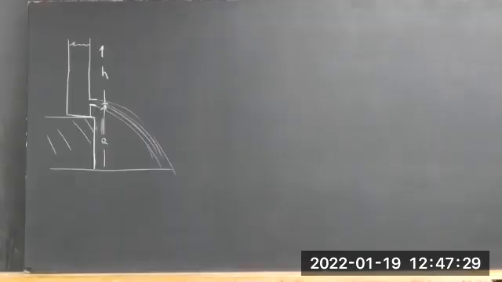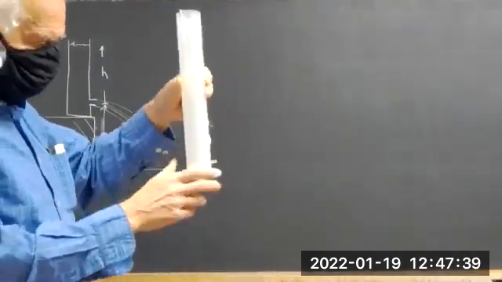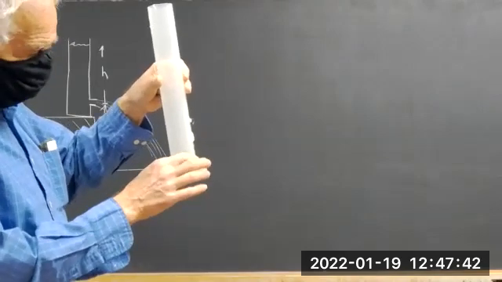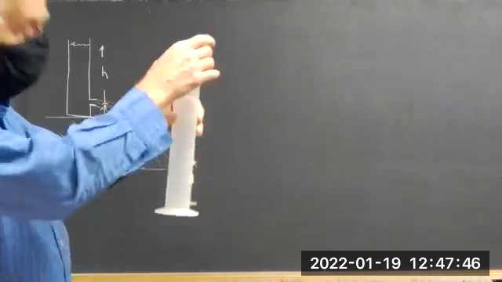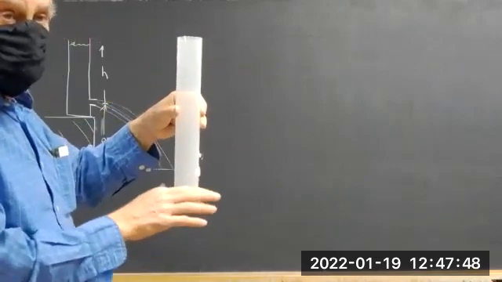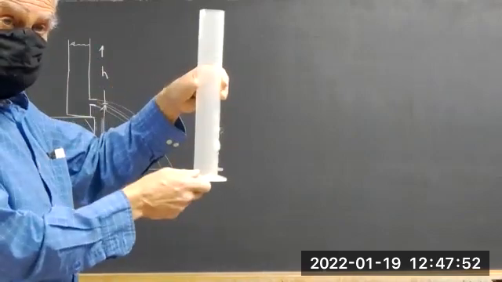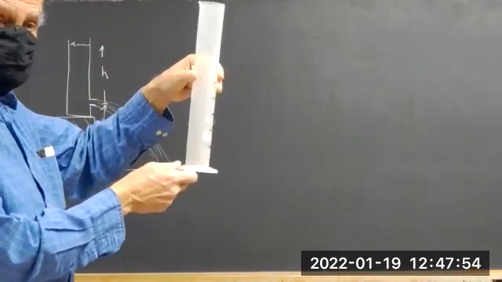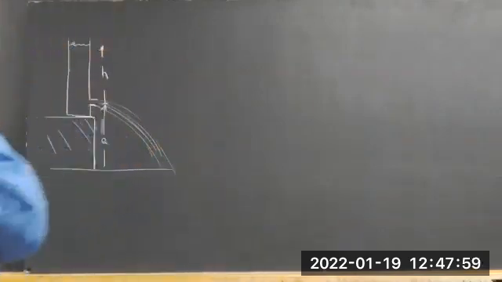Okay, so we've done this actually. We went outside. We had just two graduated cylinder. Got a little piece of tubing. There's this graduated cylinder, a little piece of tubing sticking out the side. We filled it with water. We set it up on a pile of bricks and we let the water go out for a few seconds. Okay.